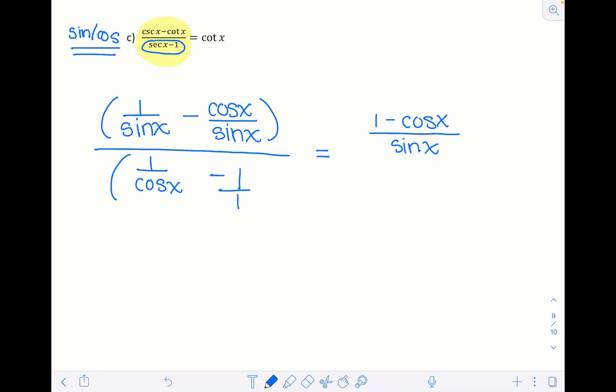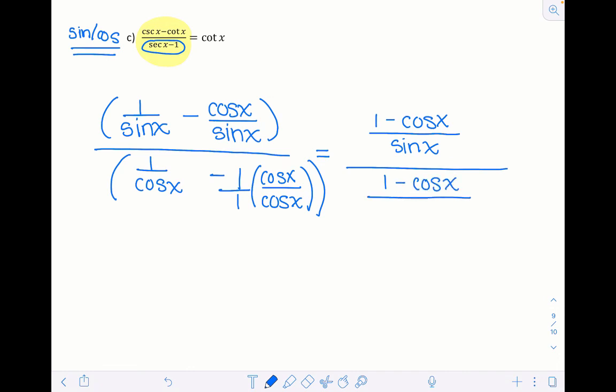So I could write the 1 as a 1 over 1. So in order to get a common denominator, the common denominator would be cosine of x. So I could multiply the numerator and the denominator by cosine of x. So in the bottom, that makes it 1 minus cosine of x minus cosine of x over cosine of x. And so rewriting that, I've got 1 minus cosine of x over cosine of x.